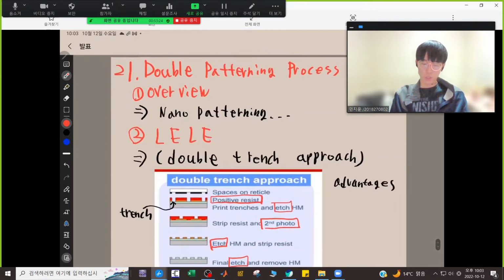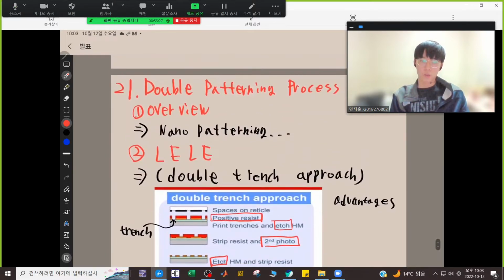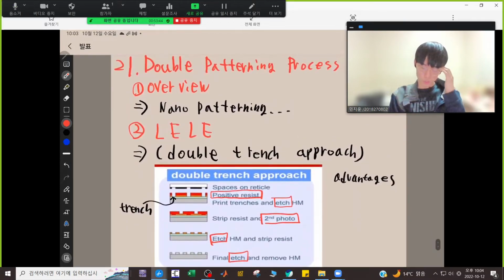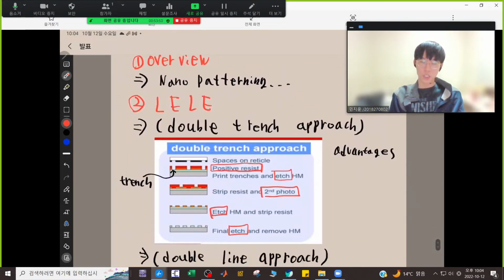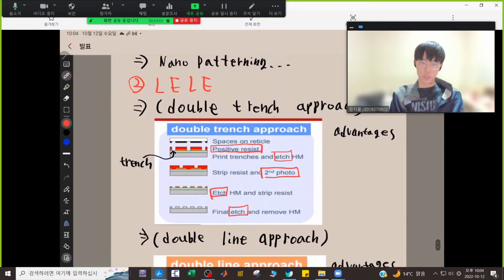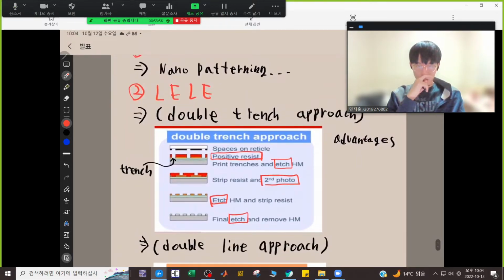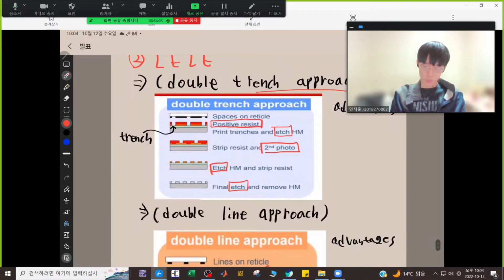Next, part 21 is the double patterning process. If we make a nano patterning, this double patterning process is the most used at present. The first double patterning method is the litho-etch process. This LE method has two approaches. The first one is the double trench approach.